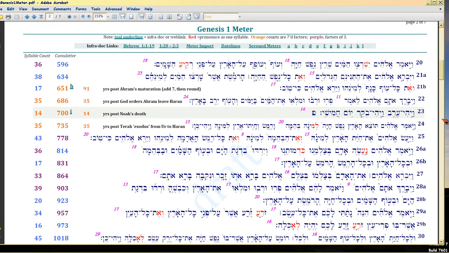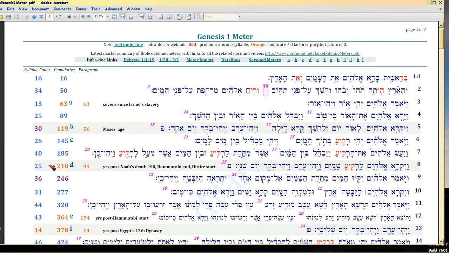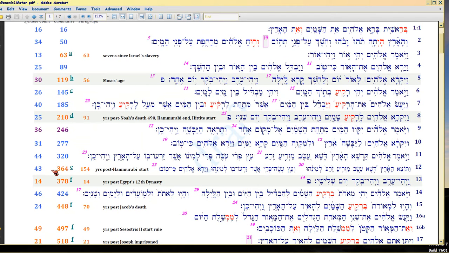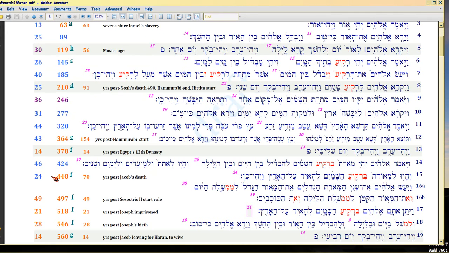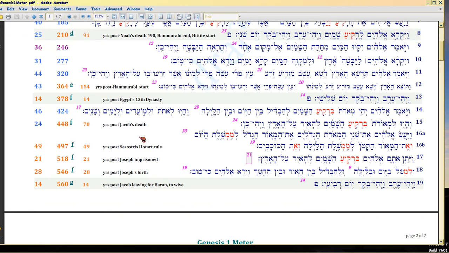This whole thing from the beginning, 63 sevens from, I'm 119 years old. It's also 210 years post Noah's death and 490, which I have to explain. It's a very complicated thing, that number. It's also 364 years after Hammurabi started. It's also 378 years after Egypt's 12th dynasty ended. It's also 448 years after Jacob's death. It's also and so on. So he's giving them a whole roster of dates as formulas for them to remember their own history.